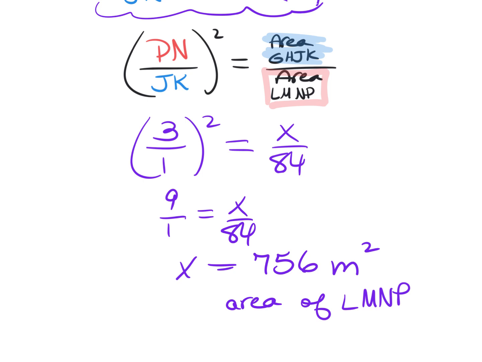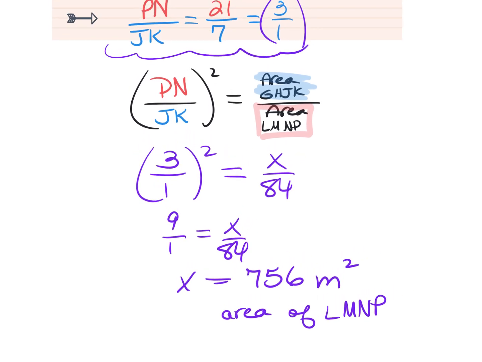LMNP. The biggest mistake is everybody forgets to square that corresponding side length ratio. You need to square it and then solve the proportion.